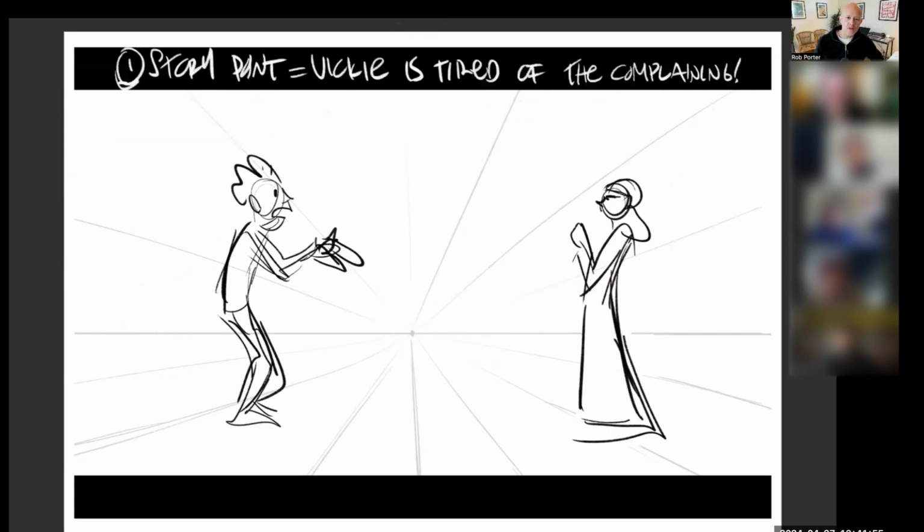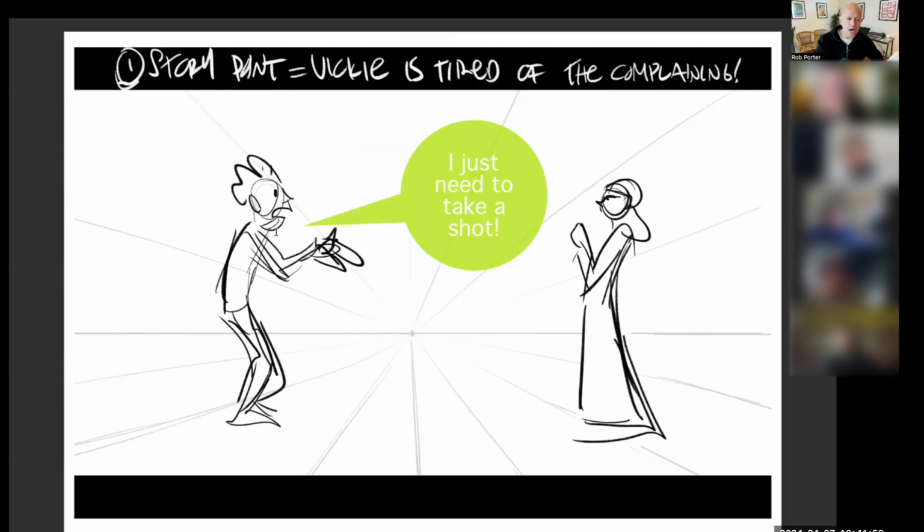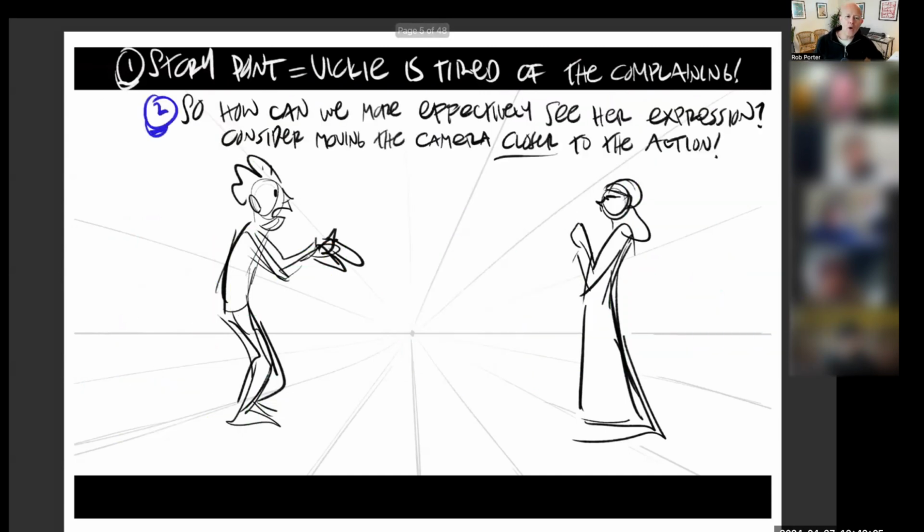And we have a story point. Vicky is tired of the complaining, meaning he's like, I just need to take a shot. I don't understand this reservation thing. It's like blah, blah, blah. She's tired of it. So how can we more effectively see her expression? That's the story point. If she's tired of the complaining, how can we tell the story point better than this shot? And this shot is a good way to start, but it's not giving us all the information.